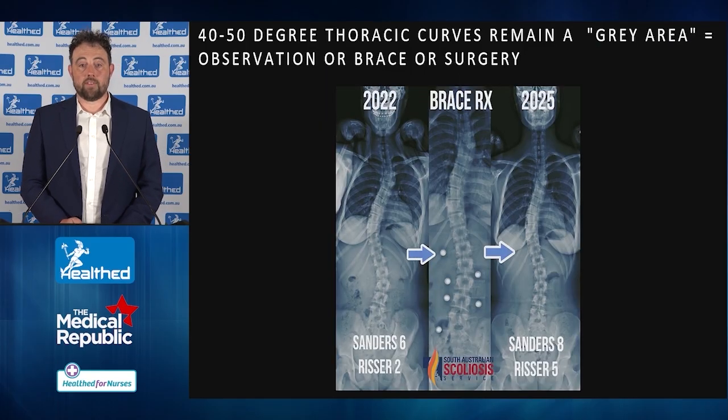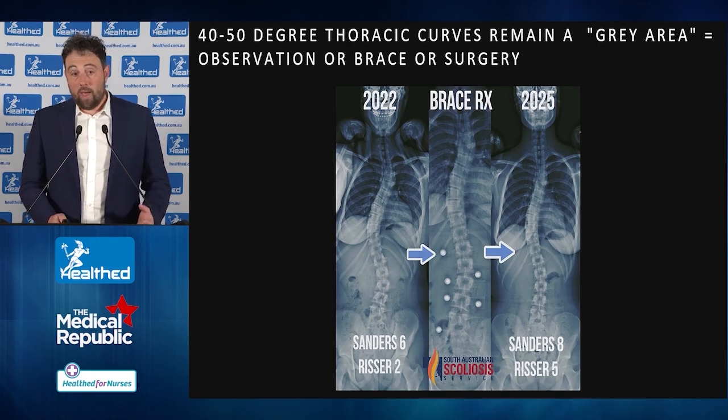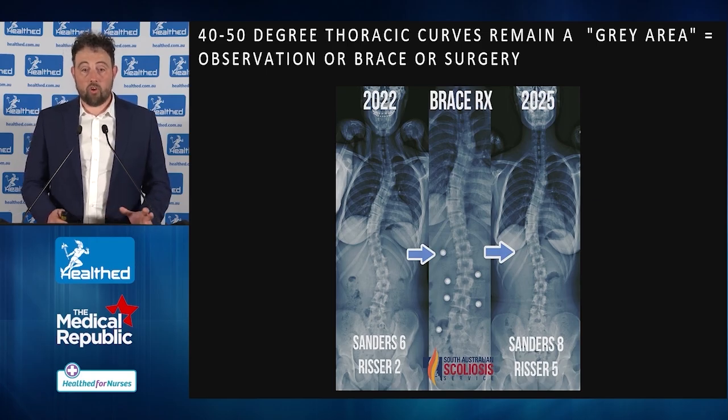40 to 50 degree thoracic curves do remain a grey area for either observation or brace or surgery. This is a slightly older patient, Sanders 6, which means a little bit of growing left to do, but not a lot, and Risser 2. In 2022, we talked about the potential for surgery, but they wanted to try everything possible. They underwent brace treatment and so far have had a successful result over a 3-year period with reduction in the overall curve size and no requirement for surgery due to progression at this stage.